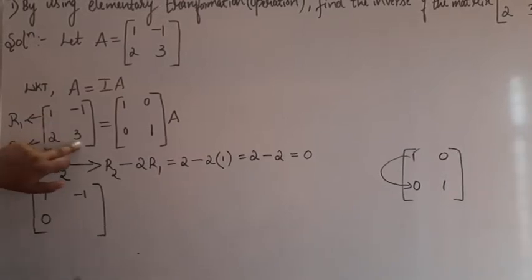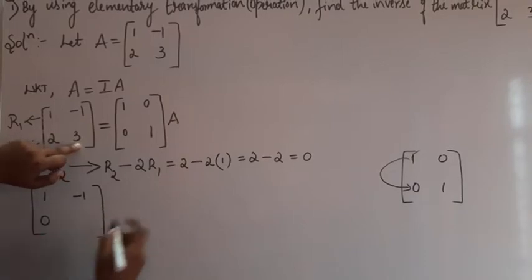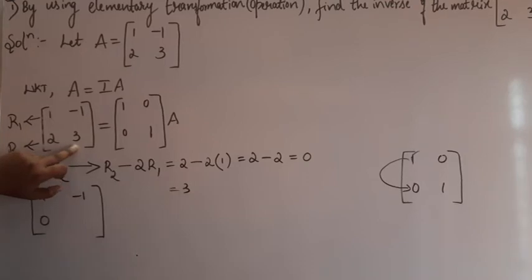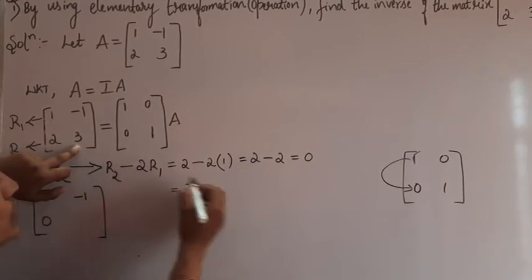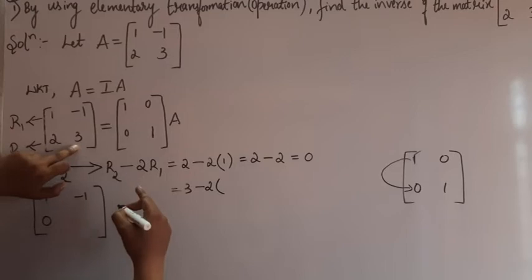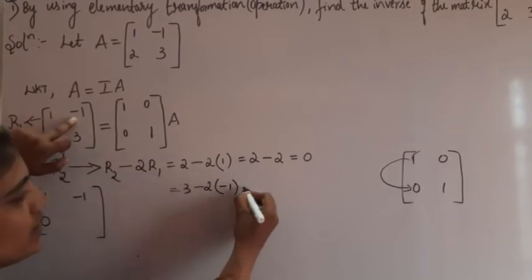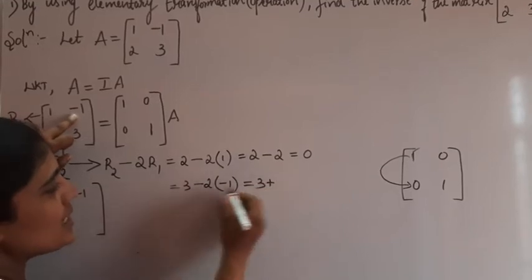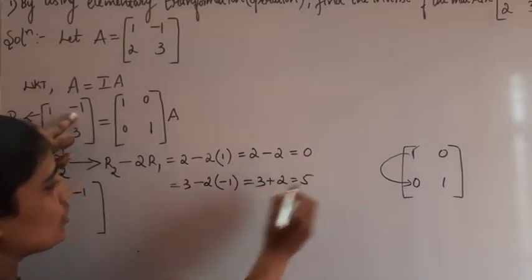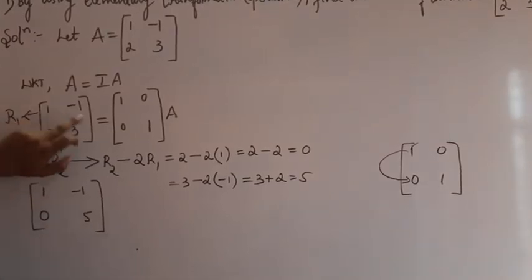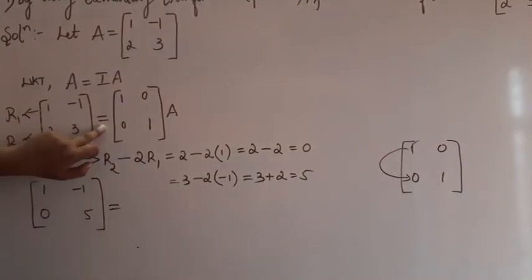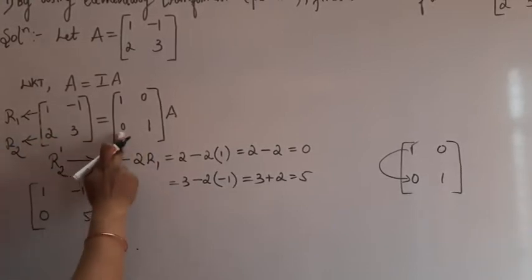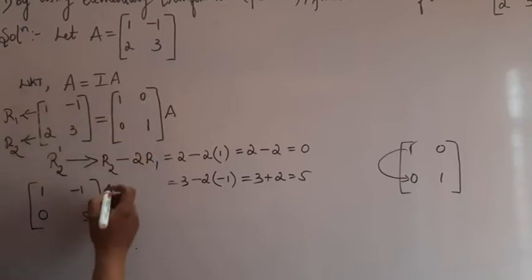But R2 is not complete with just this. There is still one more element in the same row. Again, apply the same formula. What is R2 here? The second element is 3, minus 2 into R1. The corresponding R1 is minus 1. Is it clear? Which is equal to 3 minus 2 into minus 1, that is 3 plus 2, which is 5. So here 5. Next, on the right side, since we are applying to the second row R2, only the second row changes. The first row we write as it is.